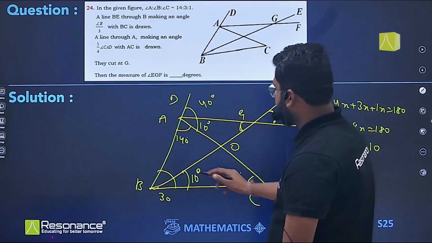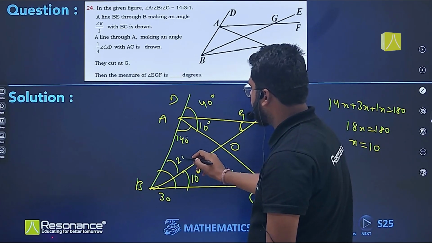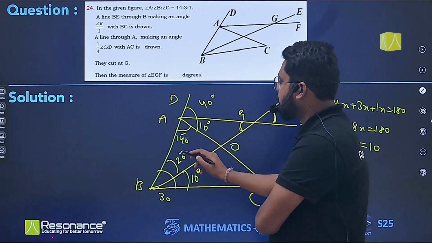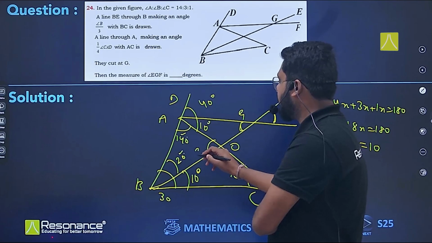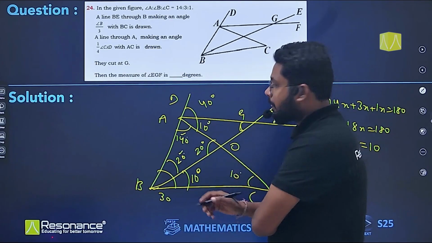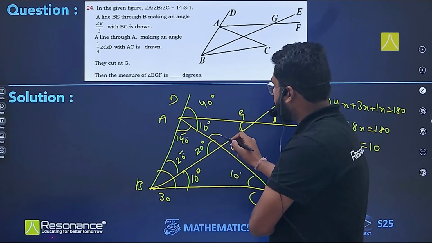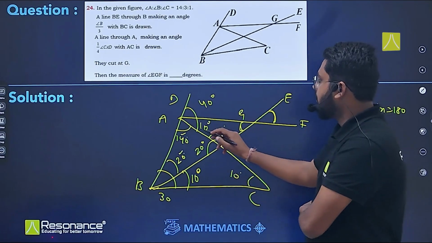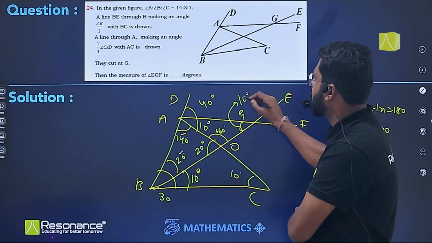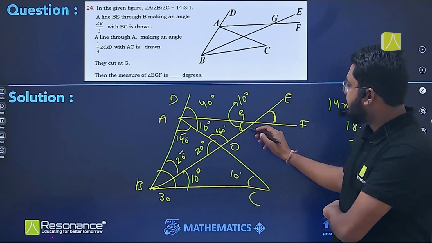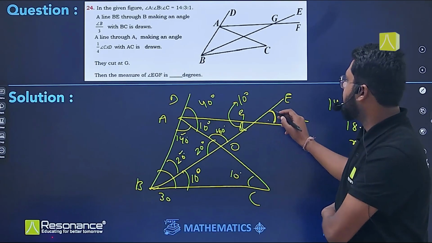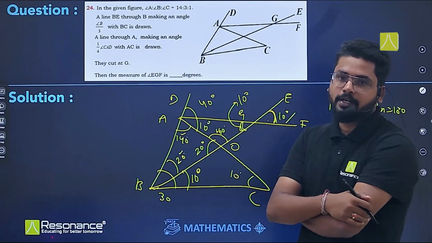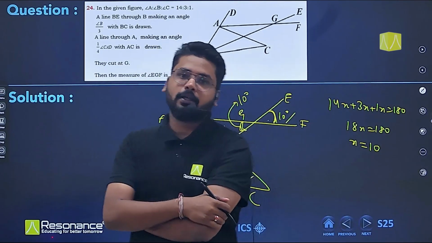This is 10, so this will be 20 degrees, because the total angle is 30 degrees. And this is 140, so 140 plus 20 is 160. From the angle sum property, this is 20 degrees. Now this line is a linear pair, so 180 minus 20 is 160. 160 plus 10 is 170, so this angle will be 10 degrees by angle sum property. And these two angles are vertically opposite angles, so this is also 10 degrees. So the value of EGF is 10 degrees only. This is a combination of angle sum property and linear pair.